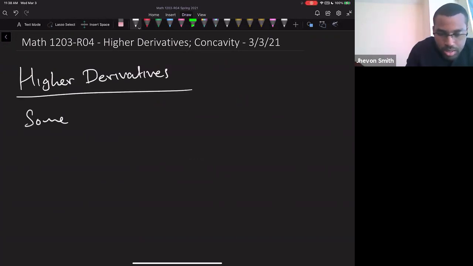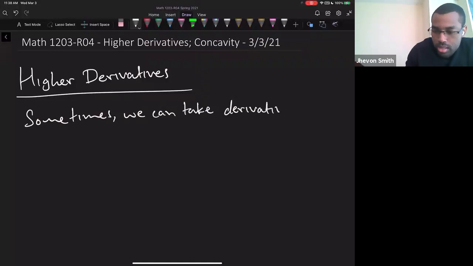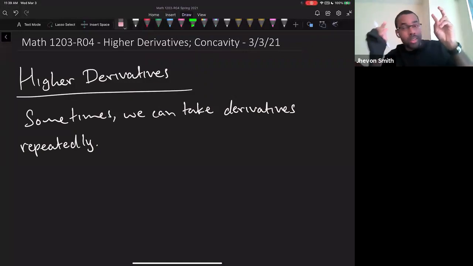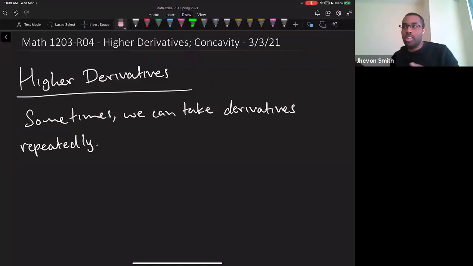It turns out sometimes we can take derivatives repeatedly. In this class, that's pretty much always going to be the case. We're dealing with very nice functions that are what we call infinitely differentiable, which means you can take a function, find its derivative, and then find the derivative of the derivative, and then the derivative of the derivative, and you can keep going on forever. Not all functions do this, but you usually aren't introduced to functions that don't have that property in Calc 1.